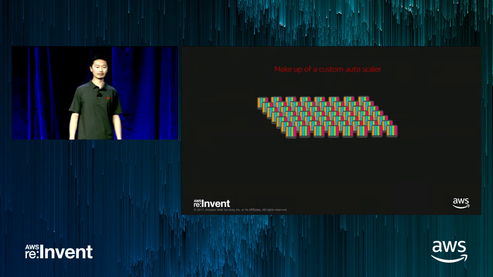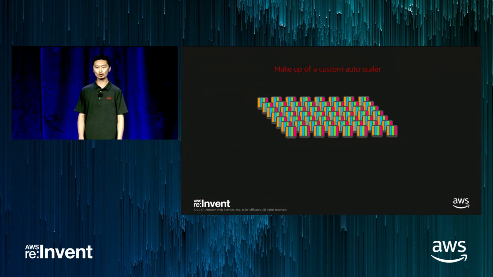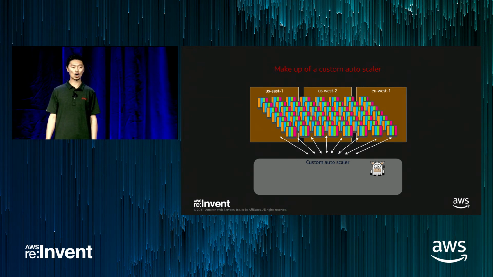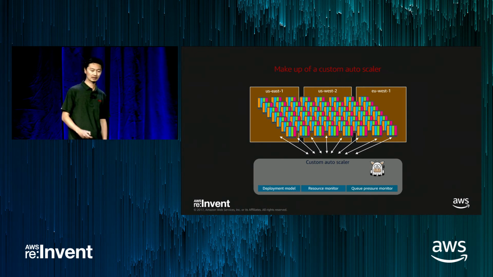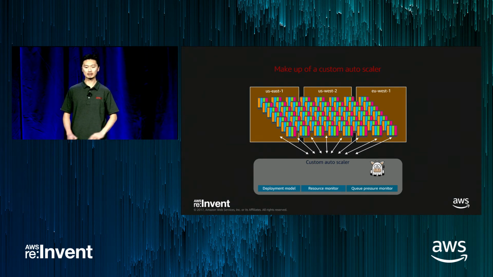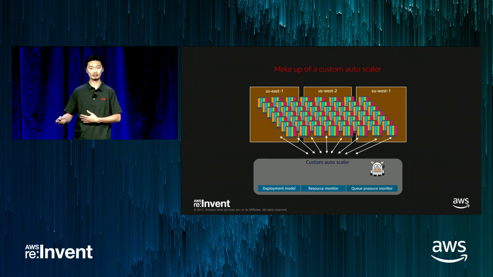So putting it all together, if you imagine we have 70 different farms, each one of them has 40-some types of media processors across 3 regions. We built our own custom autoscaler that understands all of this. We call it the world. What this scaler does is maintain the deployment model. It understands what's been deployed, and it has a resource monitor that continually figures out how many resources are available for our encoding needs. Are we overspending? Because if we overspend, we'll also shrink and scale down.